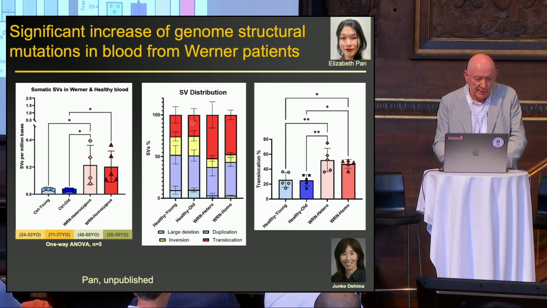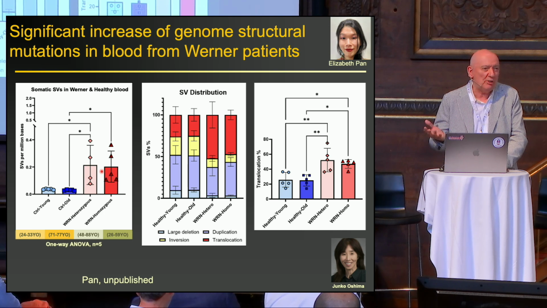And Ellie compared blood from young people, old people, and Werner people. These are the Werner homozygotes. These are the Werner heterozygotes. And we were a little bit surprised about a dramatic increase in genome structural variation. I'm talking about large deletions, translocations, and so on. And also because there's no difference between the heterozygous and the homozygous. The heterozygous Werner do not show, as far as I know, any clinical symptoms. So this is strange. However, these are much older than these. Many of them are their parents, actually. So you can imagine that when they were still fairly young, the increase was sort of low.